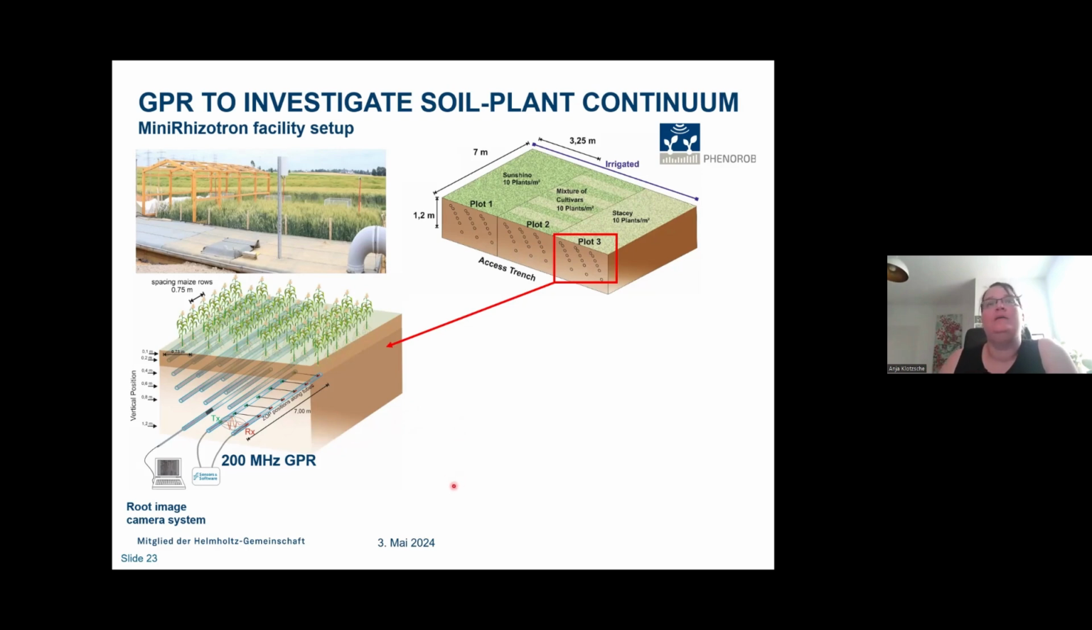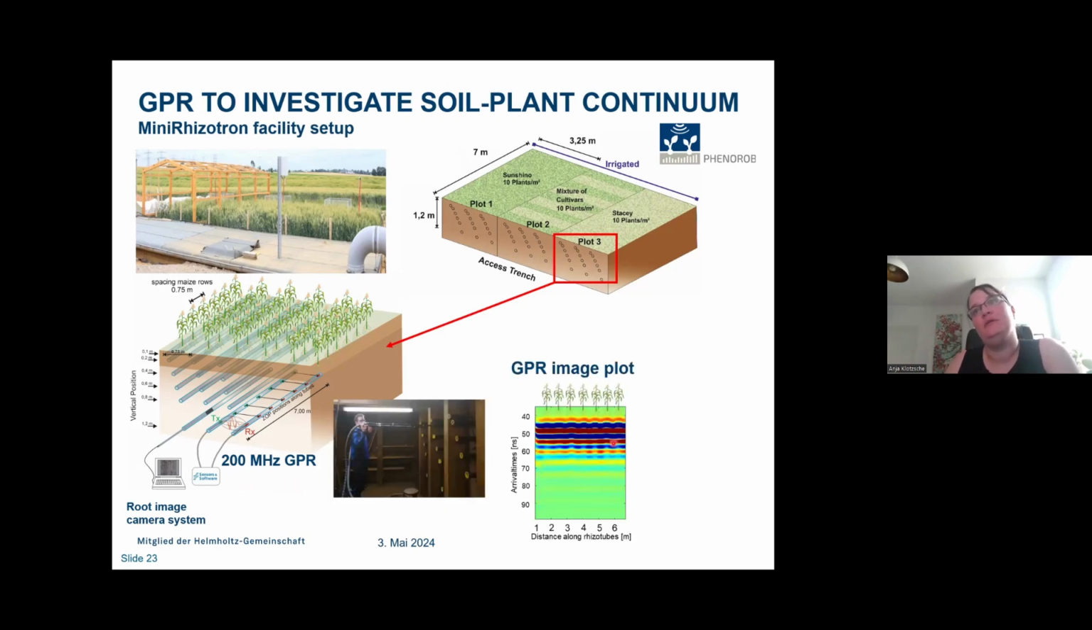Most of the studies we have done so far were using a 200 megahertz antenna, so kind of a wavelength of a meter. So the resolution is not that great, especially if you would technically want to investigate the soil root zone, which has, of course, very small features. But nevertheless, that was by that time the only commercially available system.